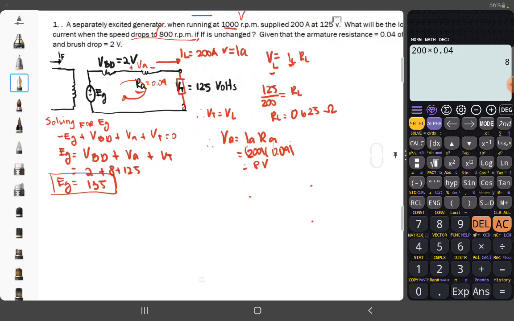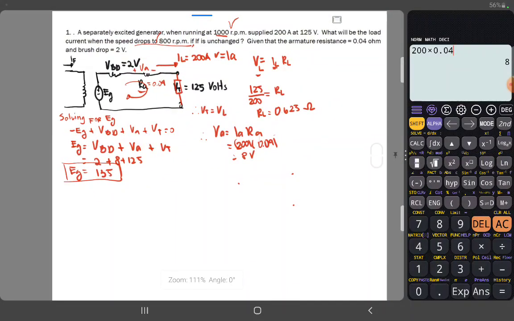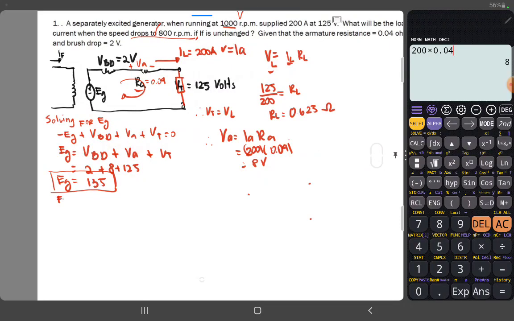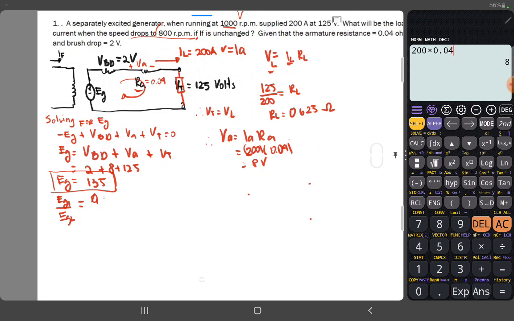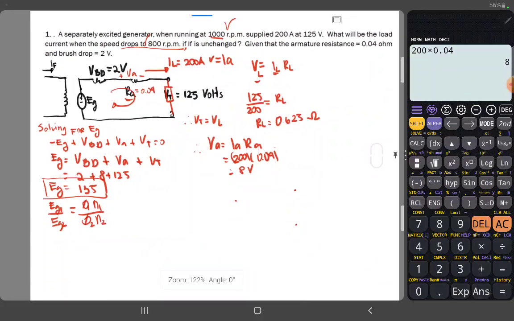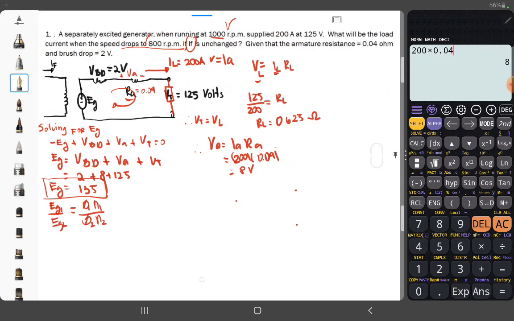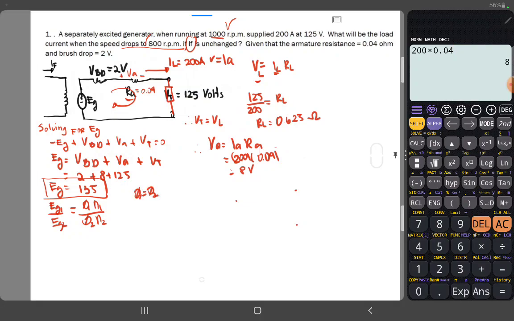Now from this, I will have, see, at 800 RPM, right? So we have our EG1 over EG2 is equal to, based on our discussion, the only properties that we can change if we would not rewind the generator is its flux and its speed. So V1 N1, V2 N2. Now since IF is not changed, so therefore we may understand that our V1 is equal to V2. Okay, so this is constant.